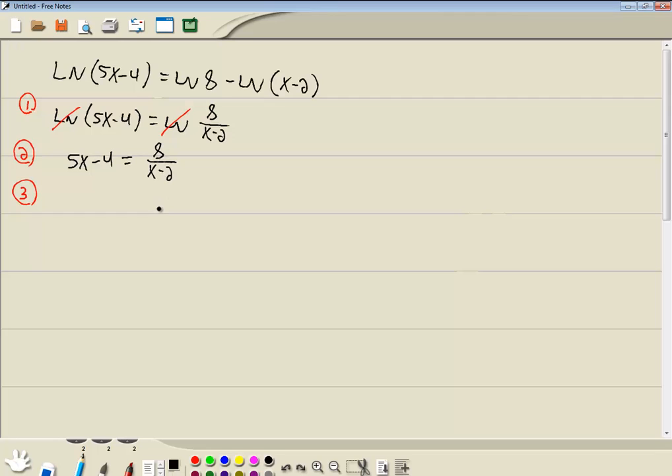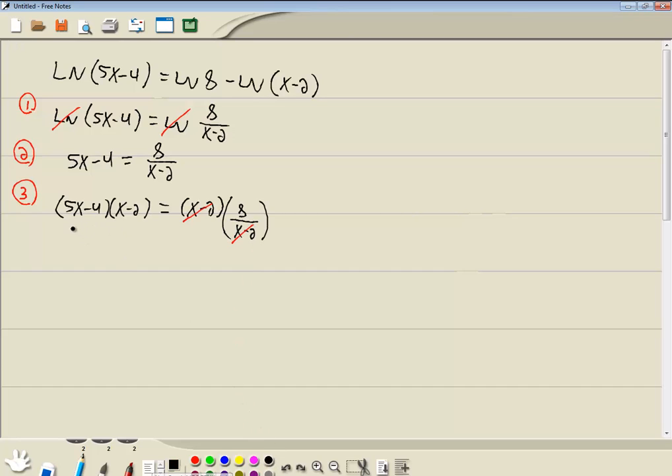Our steps for solving a rational equation: first step is get rid of parentheses, we don't have any. Second step is to get rid of fractions. Multiply everything by the LCM of all your denominators. We only have one denominator, so that is our LCM. So we'll multiply that times the 5x minus 4, and we'll multiply x minus 2 times our fraction. Over here, these x minus 2's cancel.